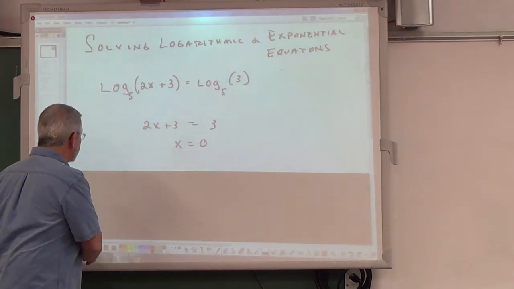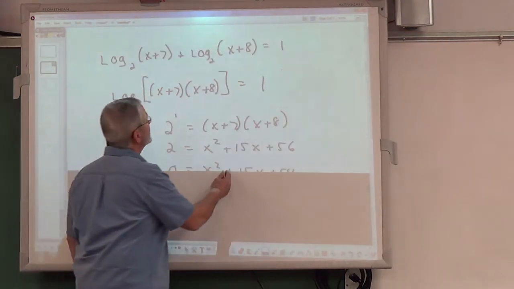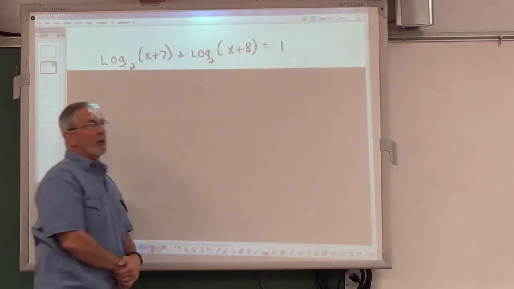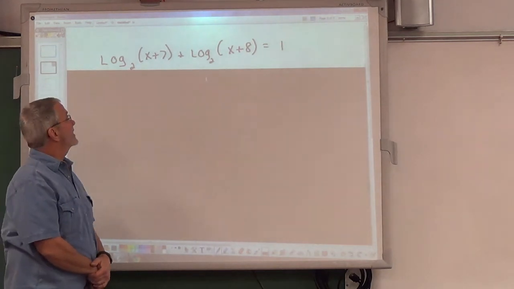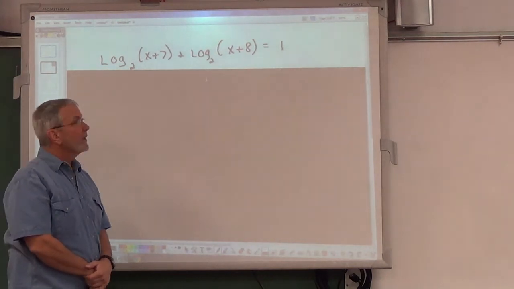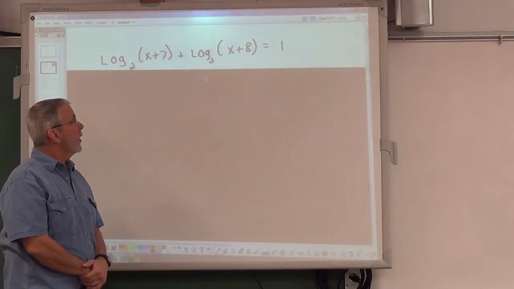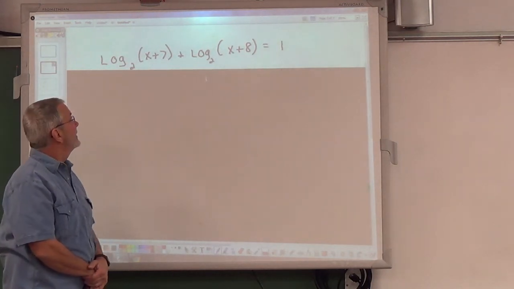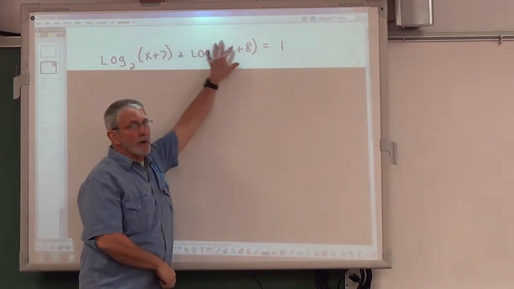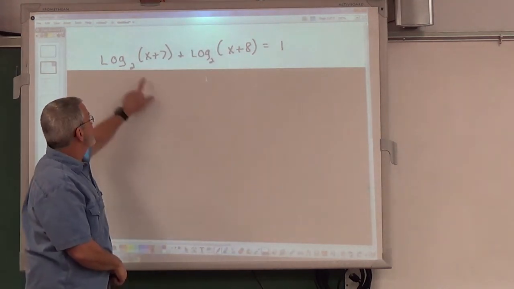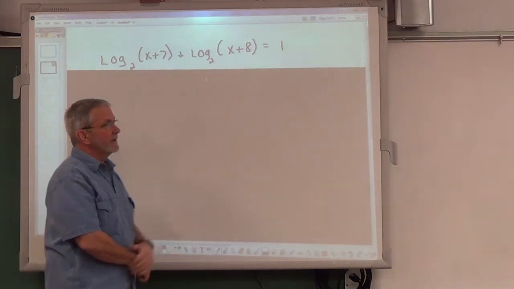Example number 2, a little bit more difficult. I got log base 2 of x plus 7 plus log base 2 of x plus 8. That has to equal 1. So what we're going to do is use the laws, the properties of logarithms that we've discussed the last 2 days, and we're going to combine these two log base 2 creatures, and I can only do that since I have the same base here.